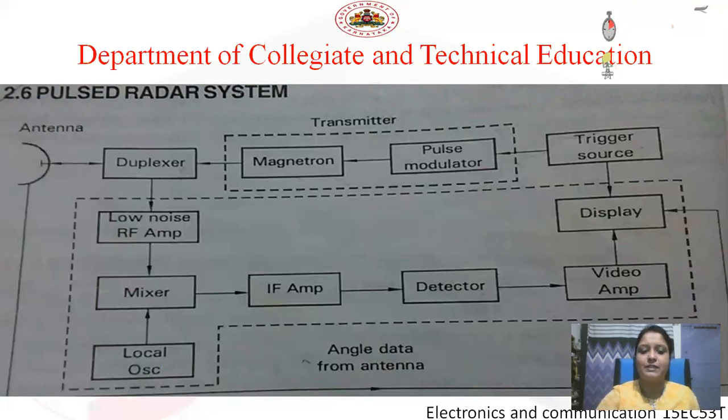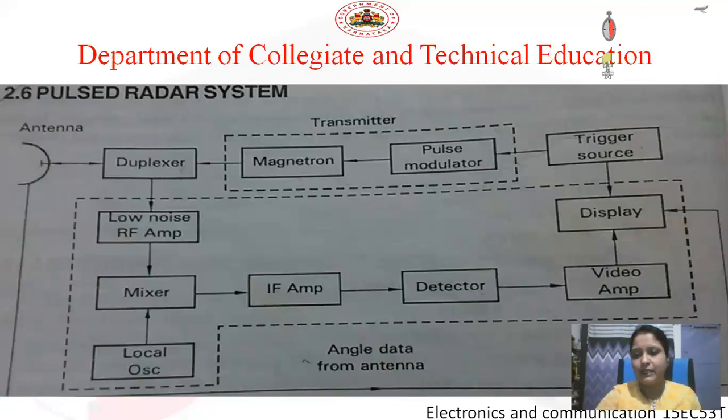Now, the output of the mixer is the IF signal, which is given to the IF amplifier. The IF amplifier provides one more stage of amplification, and that is given to the detector. The detector or demodulator provides the output, which is given to the video amplifier for the purpose of display. It is forwarded towards the display section. In the video amplifier, one more stage of amplification is provided.